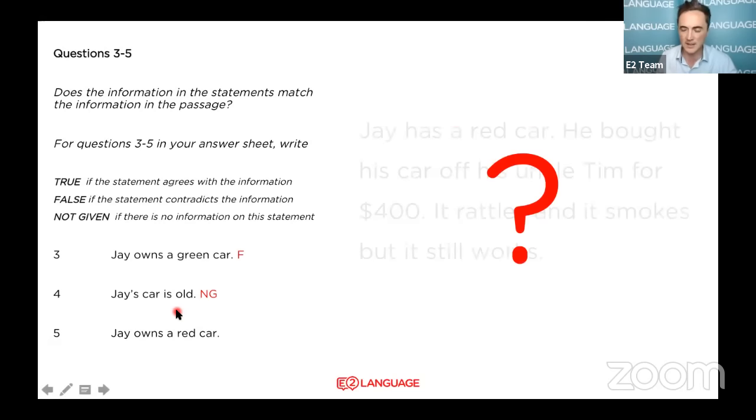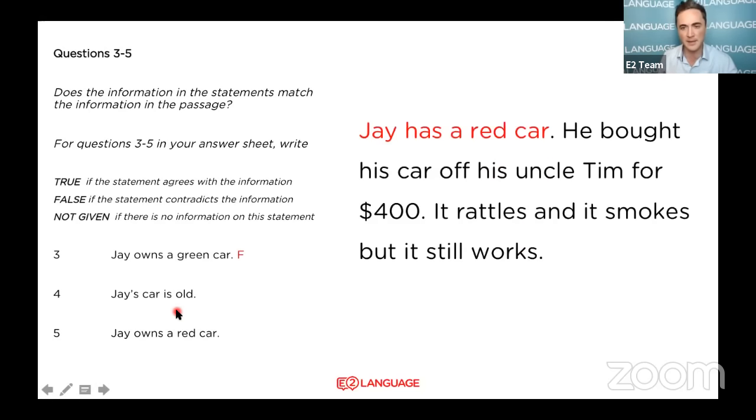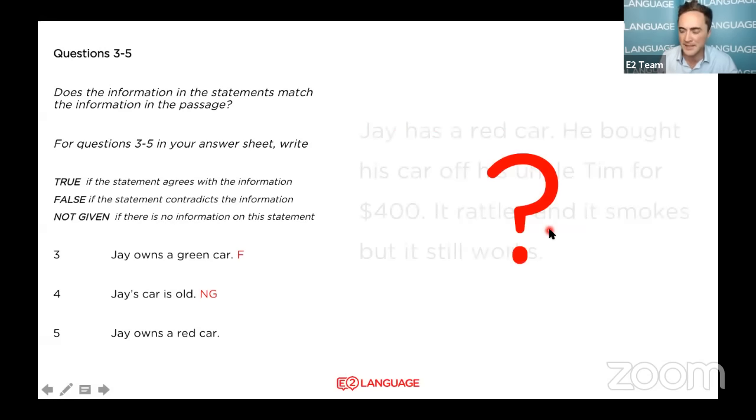Jay's car is old. Well, it doesn't say anything about that. It mentions that it's red. It mentions that I bought it off my uncle Tim for $400. It mentions that it rattles and it smokes, but it still works. But it doesn't say anything about the age of the car. And we can't assume just because it's red and then it was cheap and then it rattles and smokes, it's old. You can't assume anything. Therefore, it's not given because there's just simply no information on this.